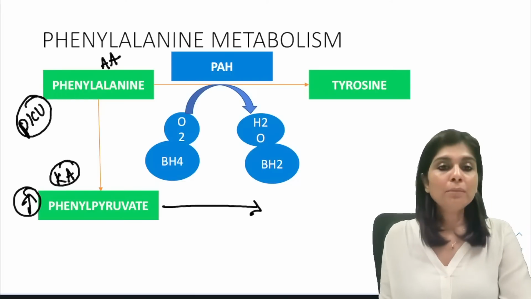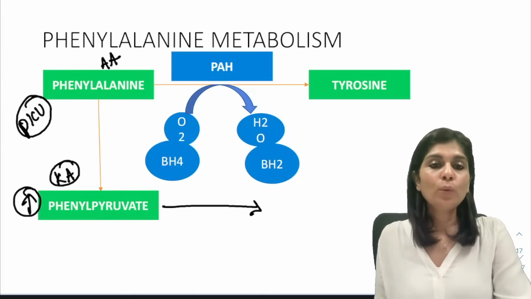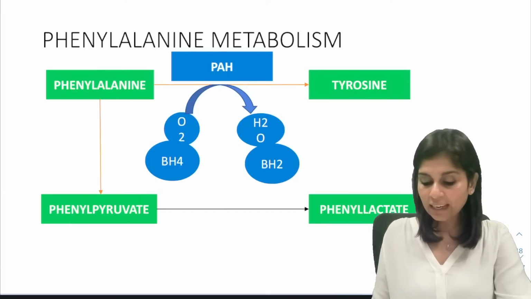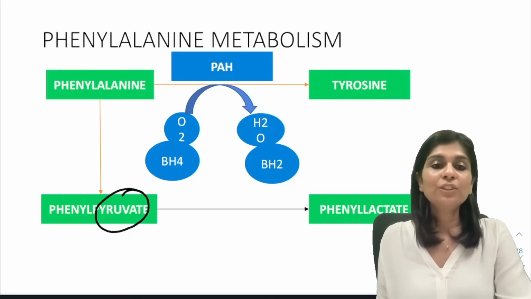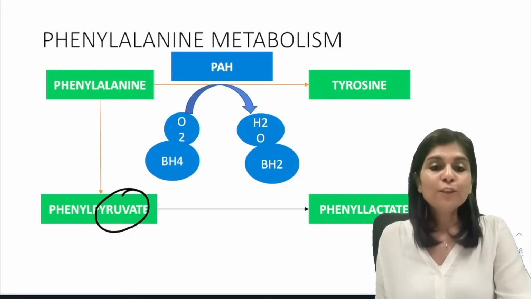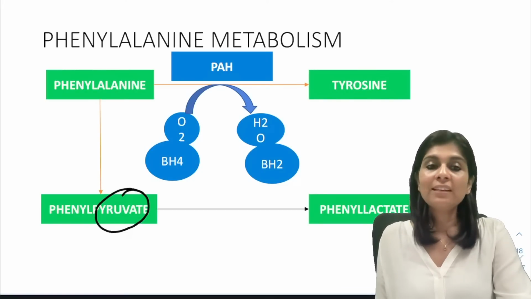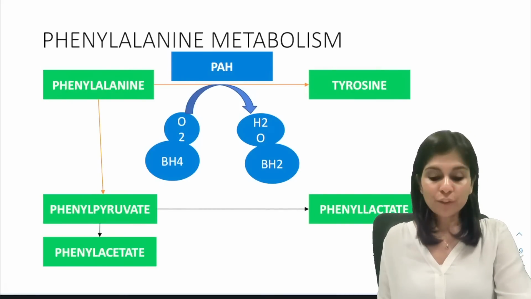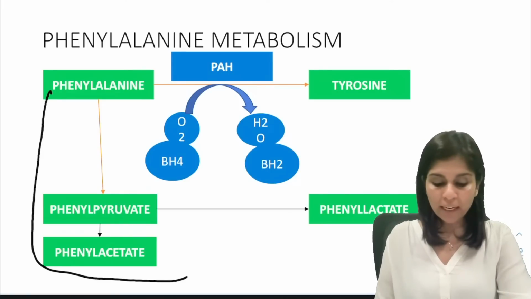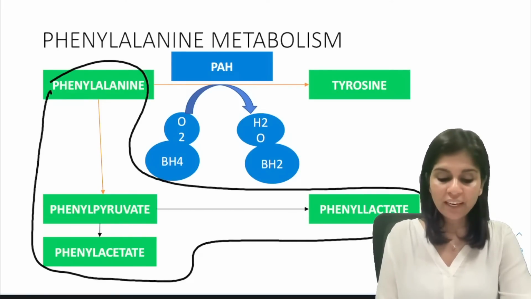Pyruvate on reduction becomes lactate. So phenylpyruvate on reduction becomes phenyllactate. Pyruvate on oxidative decarboxylation becomes acetyl-CoA. So phenylpyruvate on oxidative decarboxylation becomes phenyl acetate. So these are the minor routes, minor metabolites that you can get from phenylalanine.